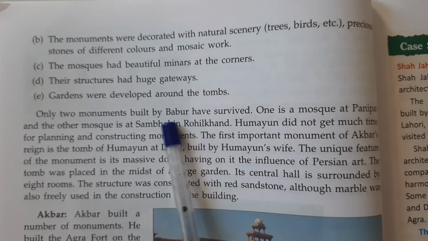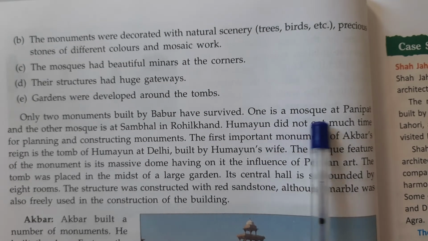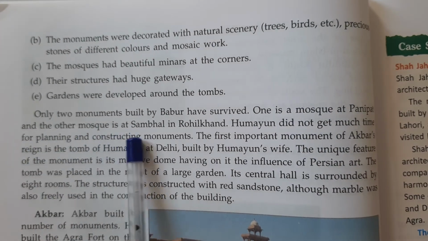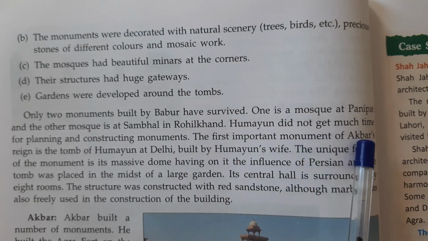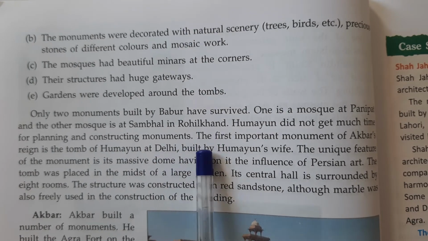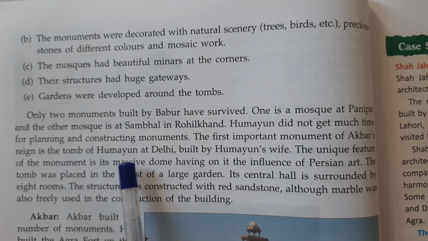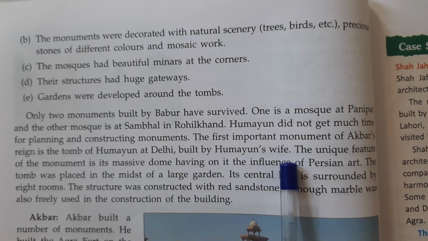Only 2 monuments built by Babur have survived. One is a mosque at Panipat and the other mosque is at Sambhal in Rohilkhand. Humayun did not get much time for planning and constructing monuments. The first important monument of Akbar's reign is the tomb of Humayun at Delhi, built by Humayun's wife.